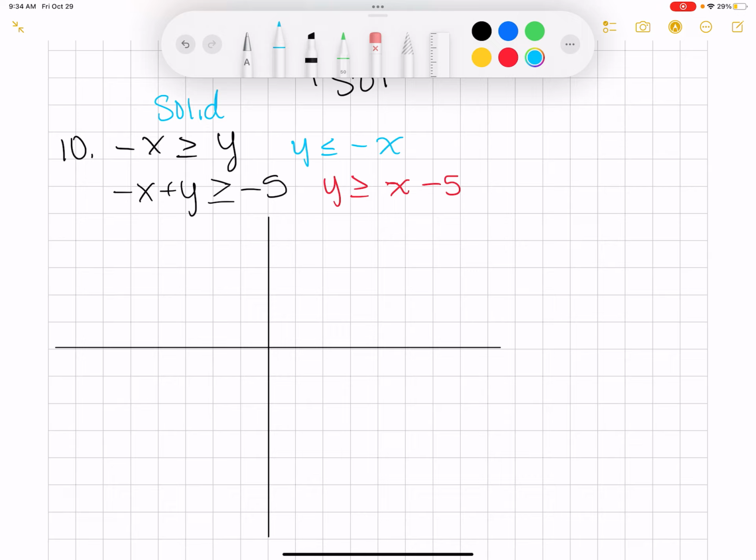All right, so the top line has a y-intercept of 0, slope of negative 1.